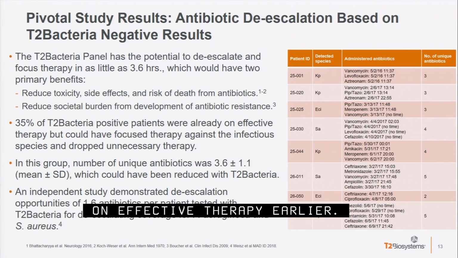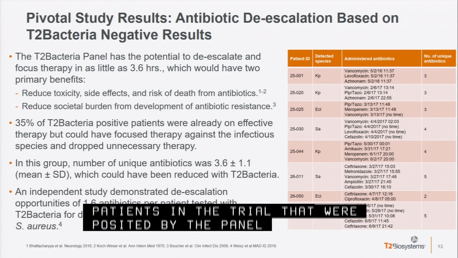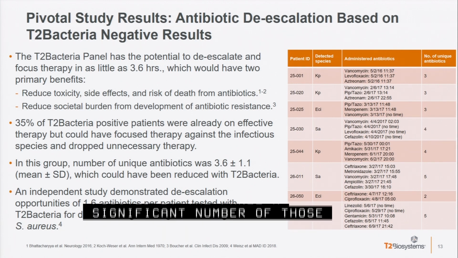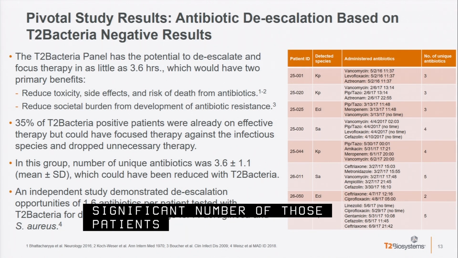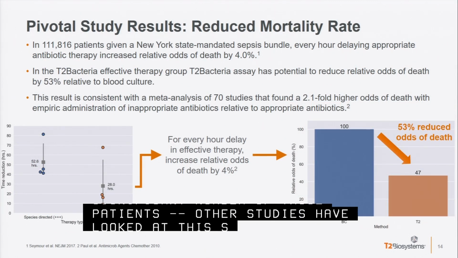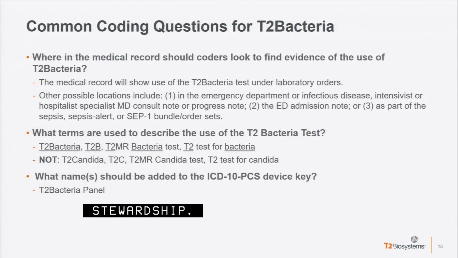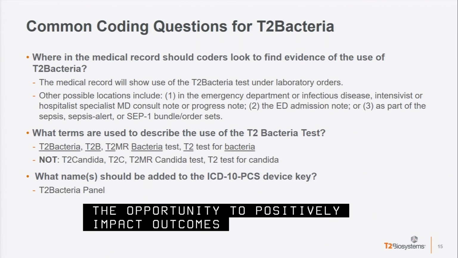For the patients in the trial that were positive by the panel, a significant number of those patients could have had, on average, 3.5 antibiotics withheld because they were shown to be infected with a specific organism that would have merited escalation and very specific treatment. Other studies have also looked at this, showing that there's significant opportunity for stewardship interventions. And then lastly, all these interventions add up to the opportunity to be able to positively impact outcomes and length of stay. And so we're really excited about the opportunity to work with CMS on the possibility for an NTAP criteria.